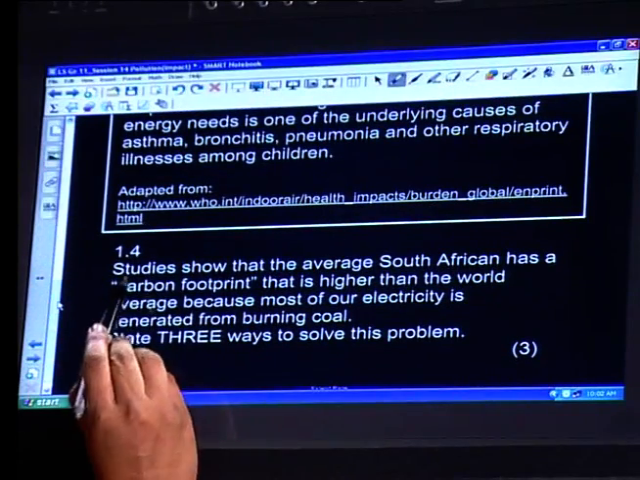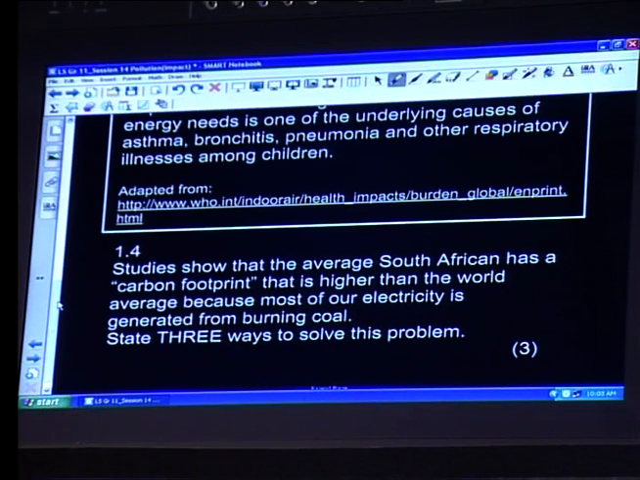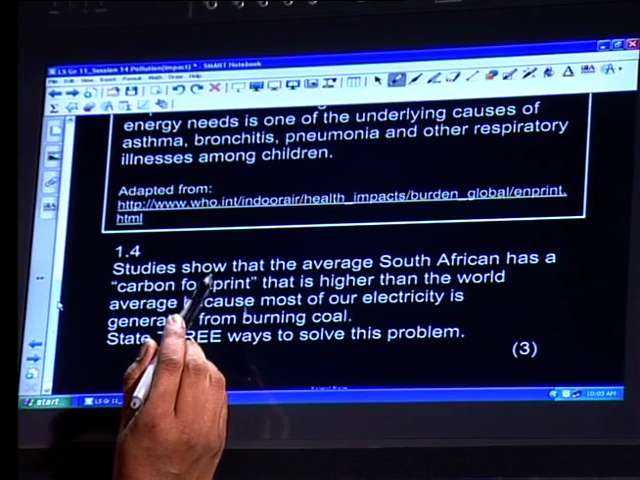The next question, okay. Studies show that the average South African has a carbon footprint. Remember, carbon footprint is the amount of carbon dioxide you use. So if you tell your mom, please put off the light after you've used it, please use a small pot on a small stove plate and not a small pot on a big plate where you're actually wasting more heat, electricity. By doing that, you are reducing the carbon footprint that's released into the Earth's atmosphere. Right. So carbon footprint is the amount of carbon dioxide you are responsible for emitting into the atmosphere.